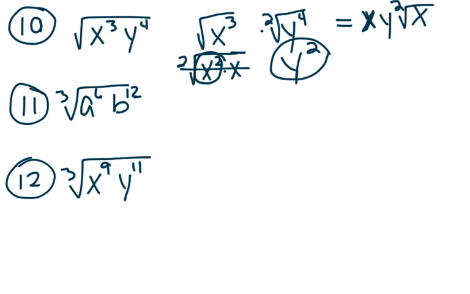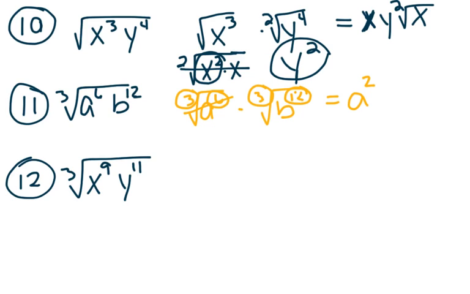Okay, let's try another one. I'm going to change the color that I'm writing it in. So we have the cubed root of a to the 6th, and we've got the cubed root of b to the 12th. Can I divide 6 by 3 evenly? Yes. I get a squared. That takes care of that. Can I divide 12 by 3 evenly?